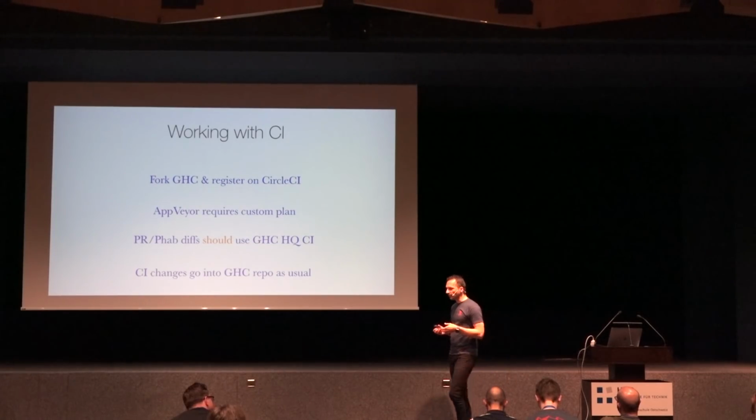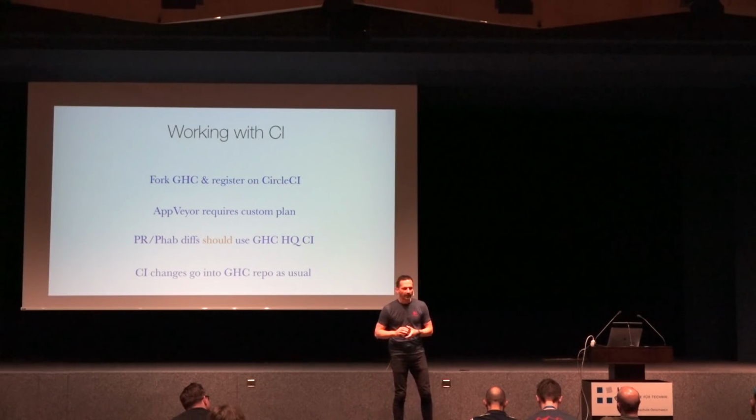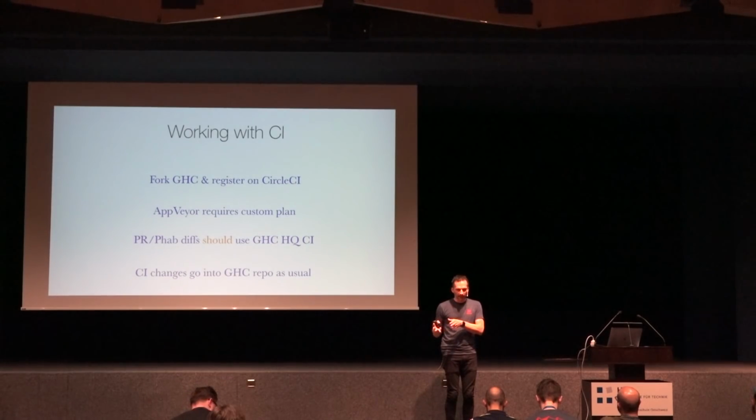So the question is, couldn't we have a mix where we do a pull request on GitHub, run the CI, and then transfer things over to Phabricator? Yes and no. So this is something we discussed.